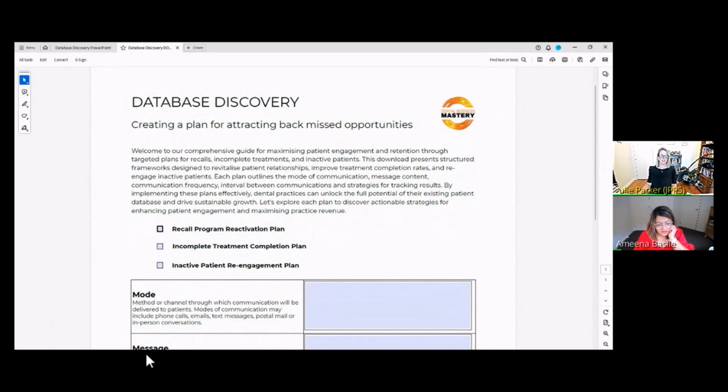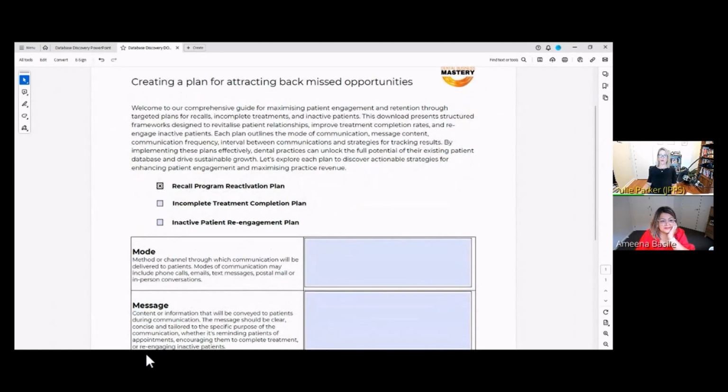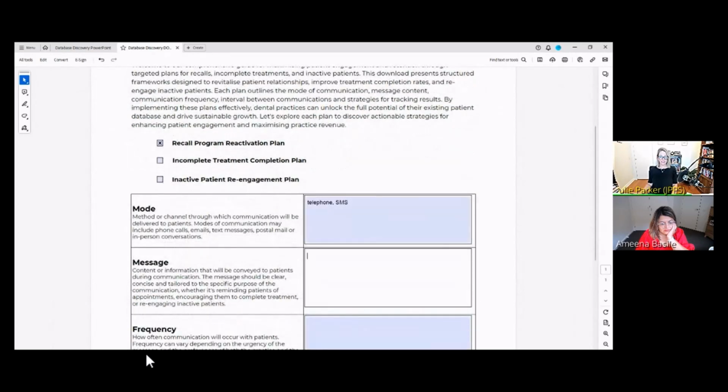So the way you use this form is, maybe at your next team meeting, decide we're going to be doing recall program reactivation. We've got the list. Now we're deciding what to do. We're going to decide on the mode. So, for example, telephone or SMS or whatever the thing is. SMS.